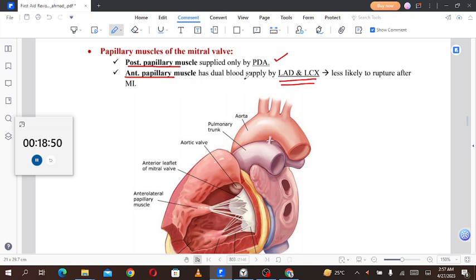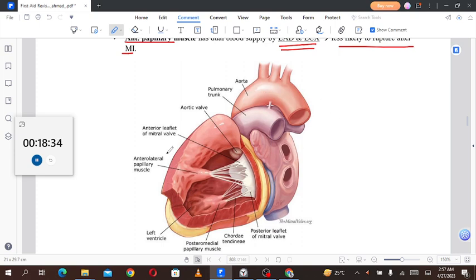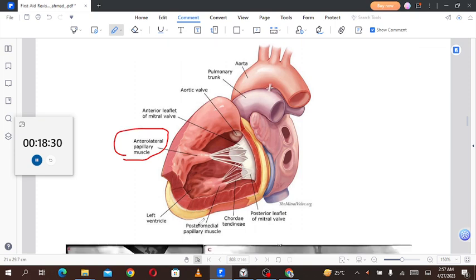The anterior papillary muscle has dual blood supply from the LAD and left circumflex artery, so it is less likely to rupture after the MI. The most likely to rupture is the posterior one, because it has a single blood supply, that is the posterior descending artery. Because the anterior one has double blood supply, it is less likely to rupture after the myocardial infarction. Here you can see the anterolateral papillary muscle supplied by the LAD, and the posteromedial papillary muscle supplied by the posterior descending artery, LAD and left circumflex artery.